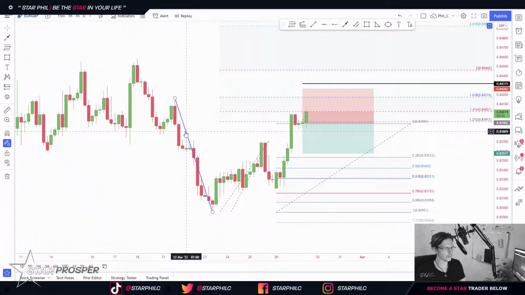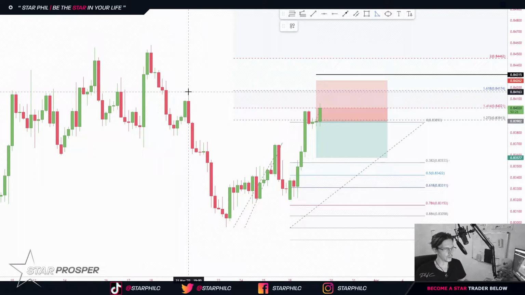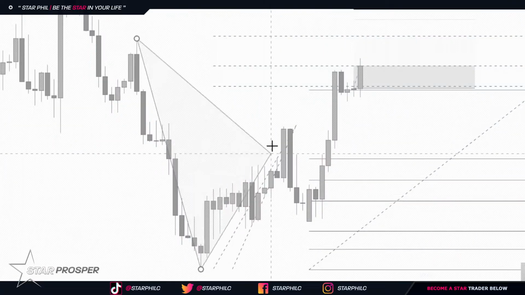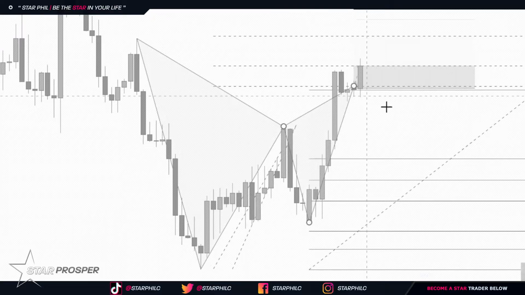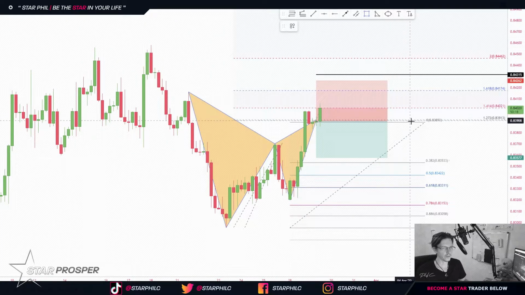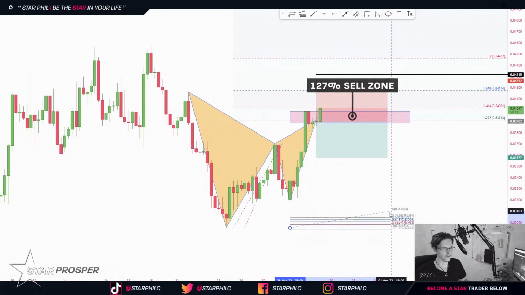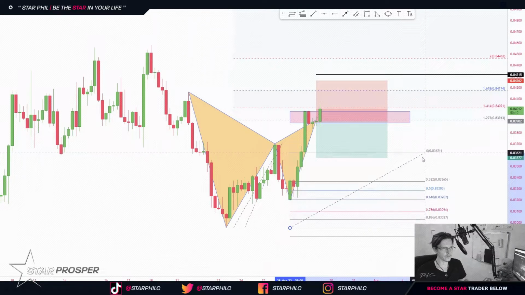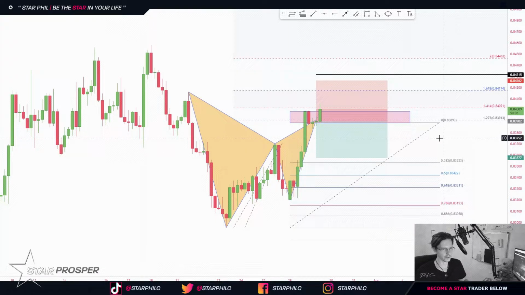And what I'll do is draw in the triangle tool here from X to A, A to B, B to C, and C to D. So we have our 127 Fibonacci extension completion. Okay. Now again, we have the Fibonacci retracement from our A point all the way to our D point completion.